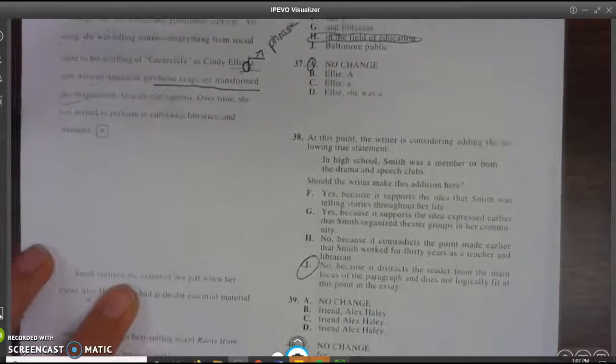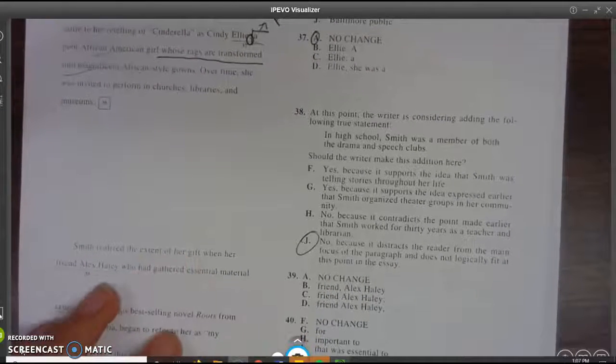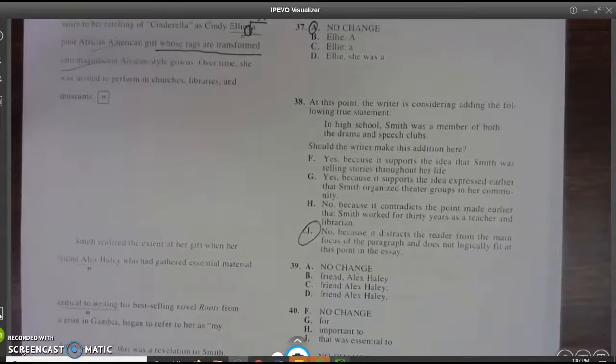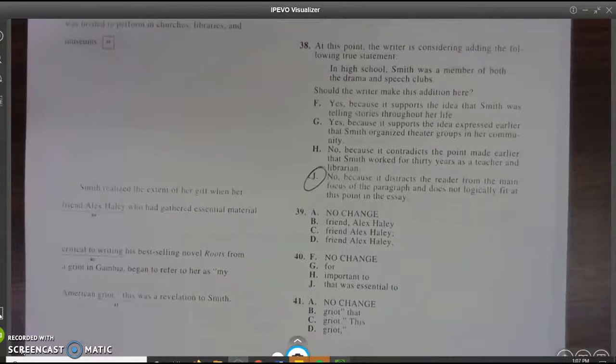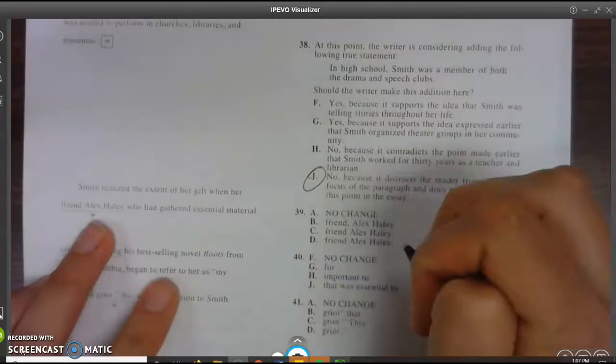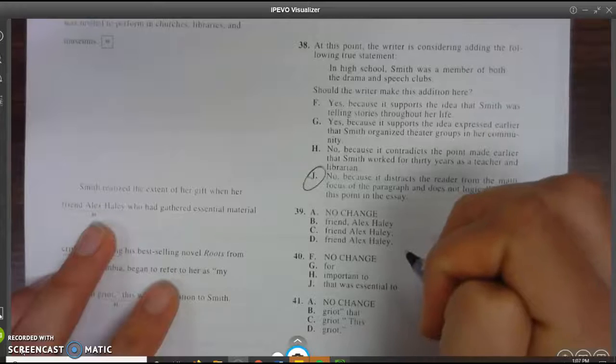39. Smith realized the extent of her gift when her friend Alex Haley, who had gathered essential material critical to writing his best-selling novel Roots from a Griot in Gambia, began to refer to her as My American Griot. This was a revelation to Smith. Okay. No change. When her friend Alex Haley.